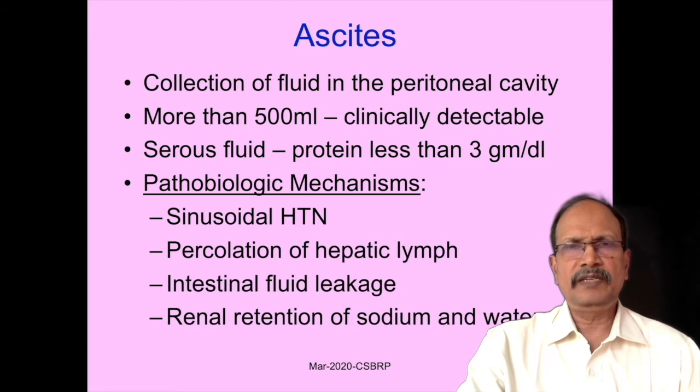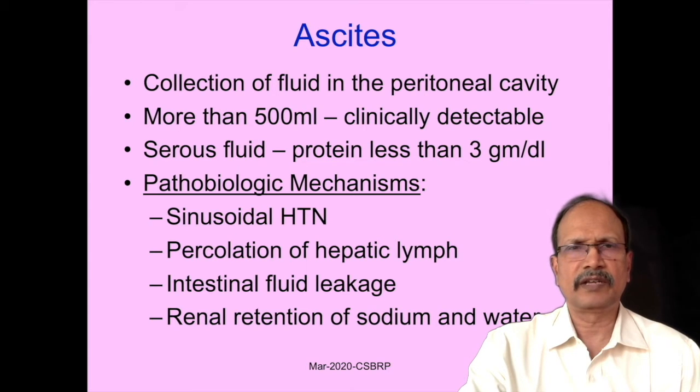So the main manifestation of this portal hypertension is ascites. Ascites is collection of fluid in the peritoneal cavity, and if it is more than 500 ml, clinically you can appreciate or detect it. But most cases will have lots of fluid in the abdomen. Their bellies will be bloated because of accumulation of fluid, and it is usually a serous fluid, and protein is less than 3 grams per dl.